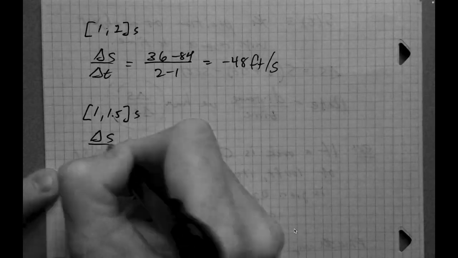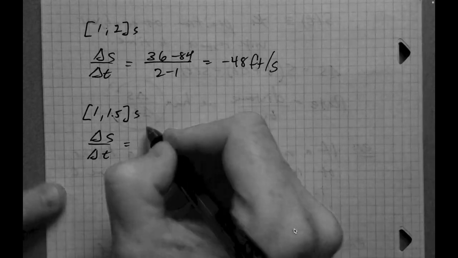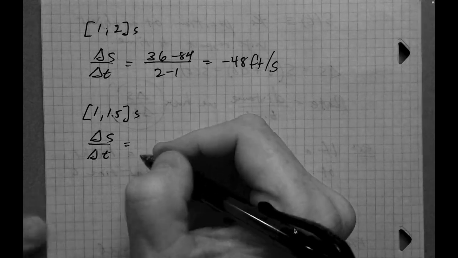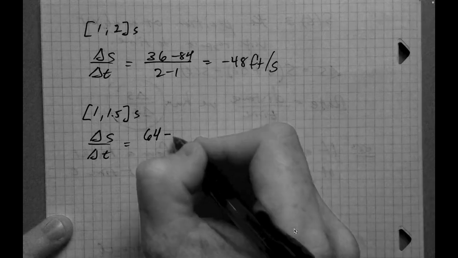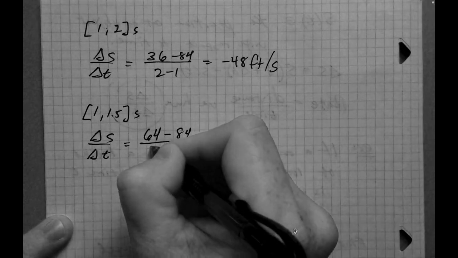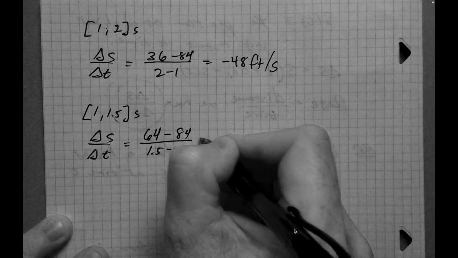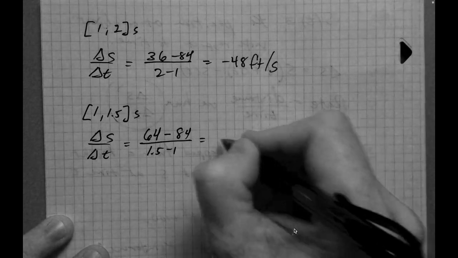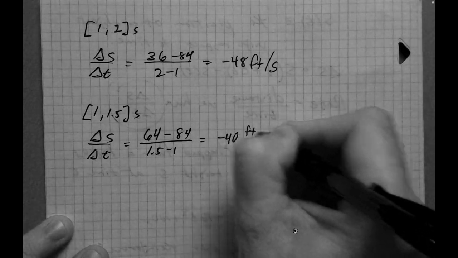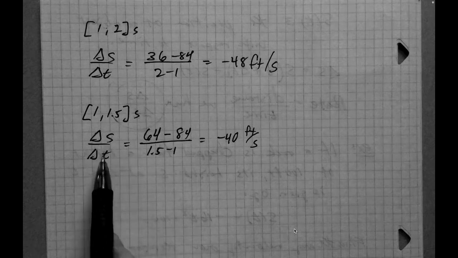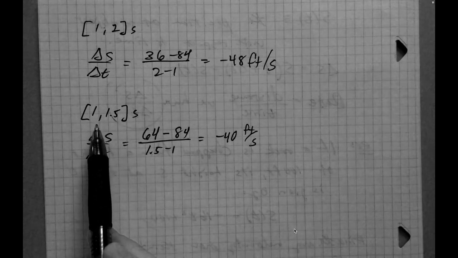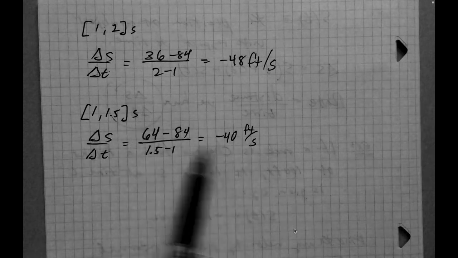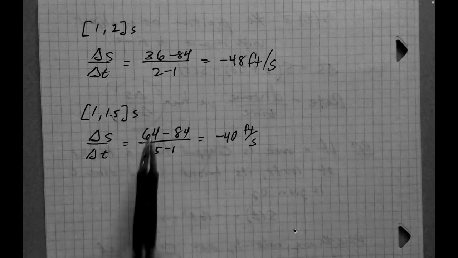Well, there your delta S over your delta T would be, let's see, what do we write? 64 minus 84, and then it's 1.5 minus 1. And so here you would get negative 40 feet per second. Right, so that's the average velocity of the rock between 1 and 1.5 seconds. So it starts out slow, starts to speed up. On average, this is the velocity across that time interval.